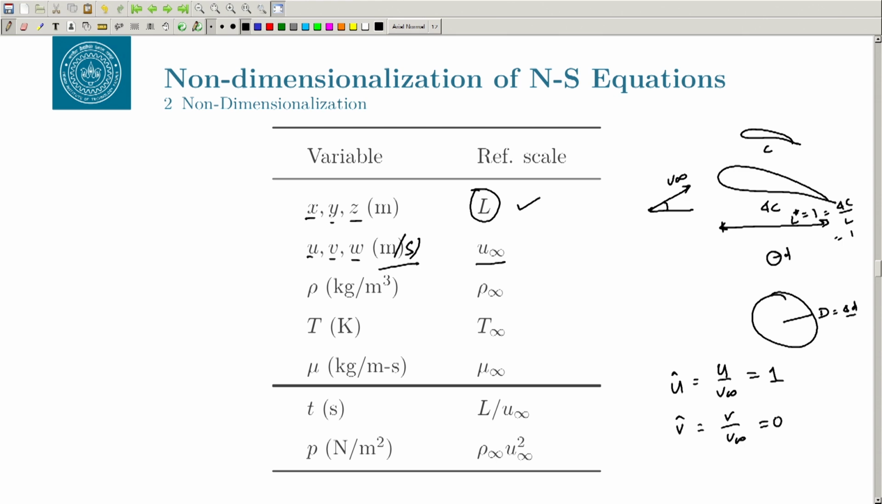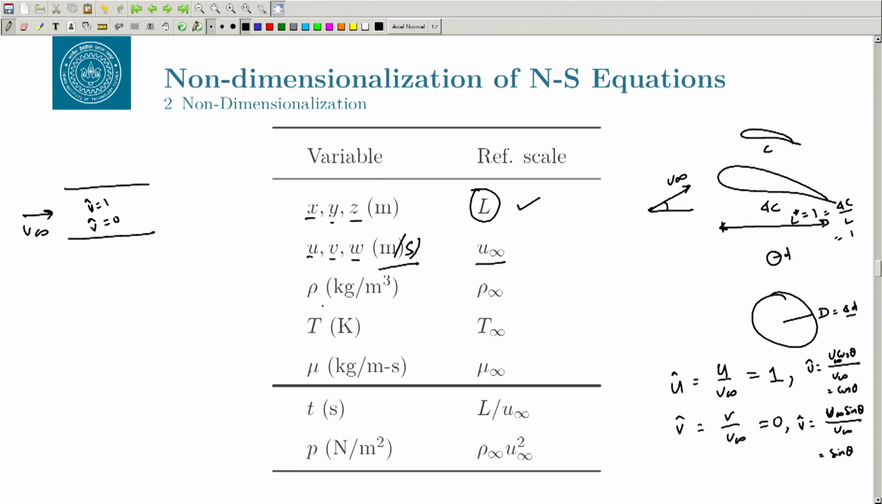If there is an angle of attack, then u is u infinity cos theta, so u hat is u infinity cos theta by u infinity, which becomes cos theta, and v hat is u infinity sin theta by u infinity, which becomes sin theta. If you have flow inside a channel or over a flat plate, then it is just u infinity here. So, u hat will be 1, v hat will be 0, and similarly w hat will be 0.